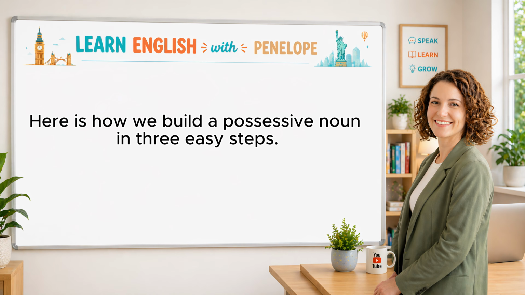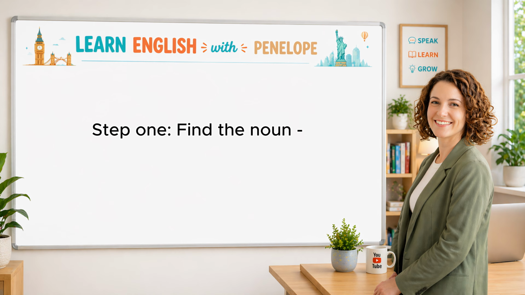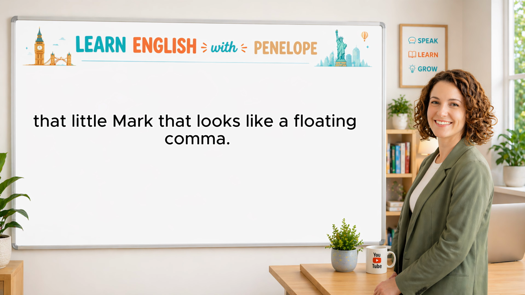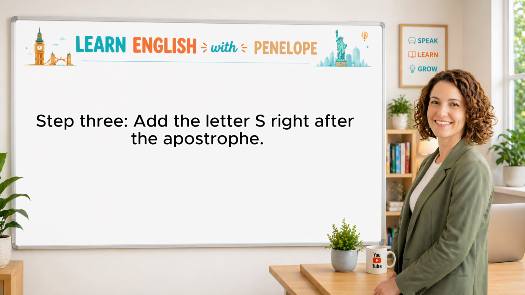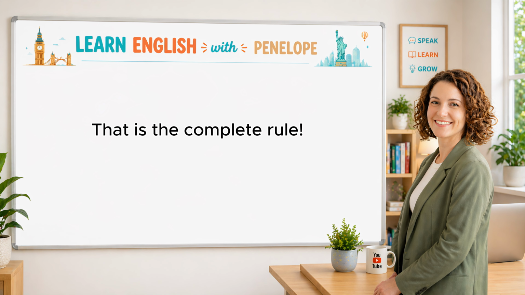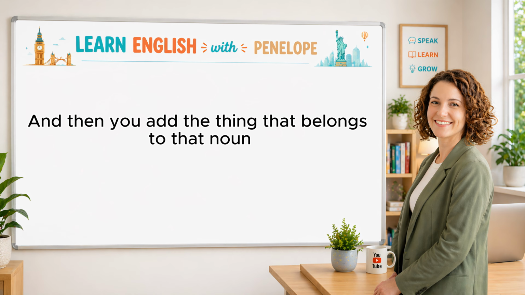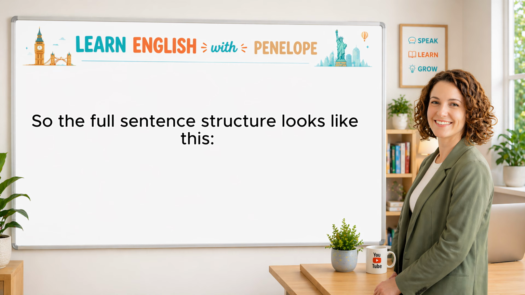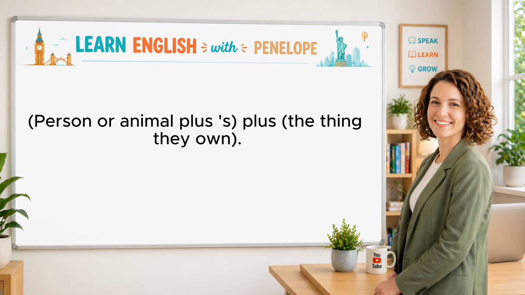Now let me explain the rule more clearly. Here is how we build a possessive noun in 3 easy steps. Step 1. Find the noun, the name of the person or animal. Step 2. Add an apostrophe, that little mark that looks like a floating comma. Step 3. Add the letter S right after the apostrophe. That is the complete rule. Noun plus apostrophe plus S. And then you add the thing that belongs to that noun right after it. So the full sentence structure looks like this. Person or animal plus apostrophe S, plus the thing they own.